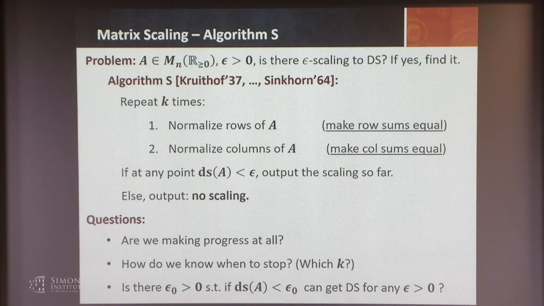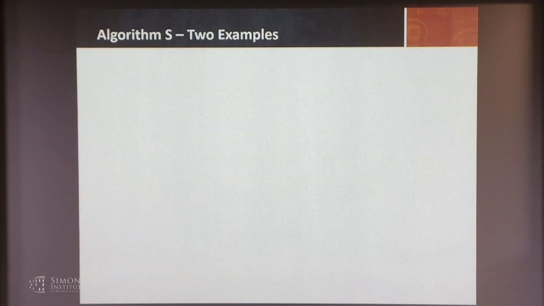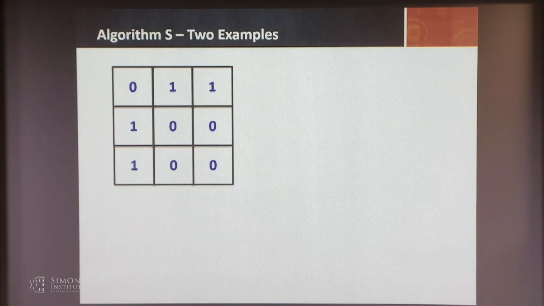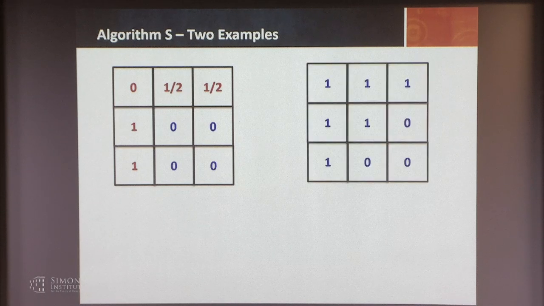Okay? So let me just run this algorithm for you with two examples so we can see when it works and when it fails. First I give you this matrix. Now let's just scale the rows. Now the matrix is row stochastic, but I broke up the columns. Then again I scale, now I normalize the columns and I broke up the rows. And I keep doing this. You see where this is going, right? I'm never going to get close.